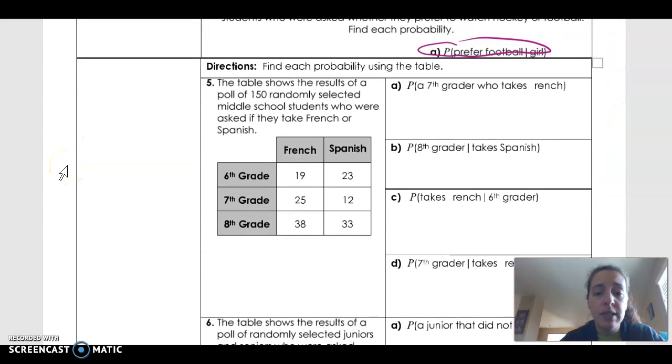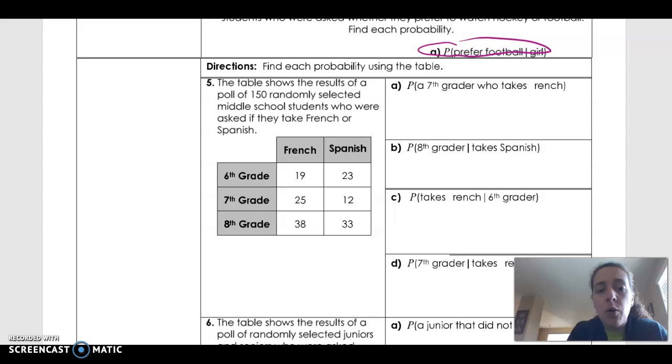So let's go ahead and do this example together, and I'll walk you through this whole example number 5. I've got this table that shows the results of 150 randomly selected middle school students who were asked if they take French or Spanish. Now we have to figure out our probabilities. I've got the probability of a 7th grader who takes French. I'm looking at all of the kids here because I'm not told anything that they're given. I can just look at the probability that we're dealing with a 7th grader who takes French.